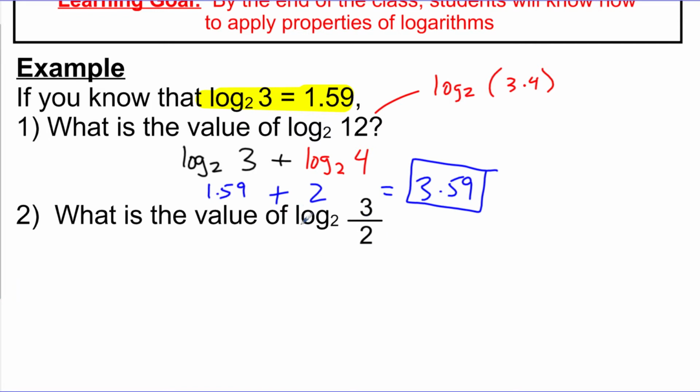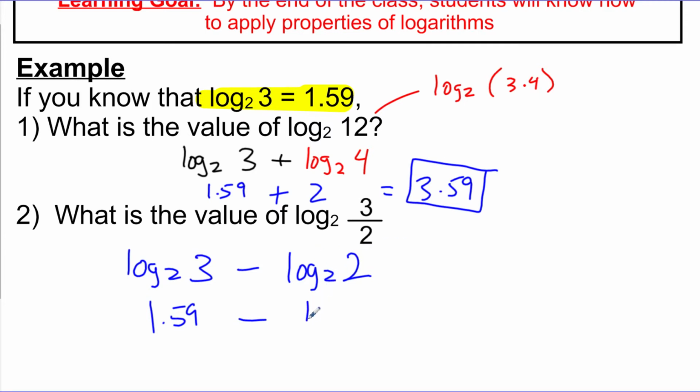Here's another simple example of that. If I say the log base 2 of 3 halves is the same as the log base 2 of 3 minus the log base 2 of 2. Again, there you go. I have the log base 2 of 3 is 1.59. And the log base 2 of 2 says, 2 to what power gives me 2? Well, the answer is 1. And so I can say the log base 2 of 3 halves is about 0.59. So this has some pretty good applications for us.